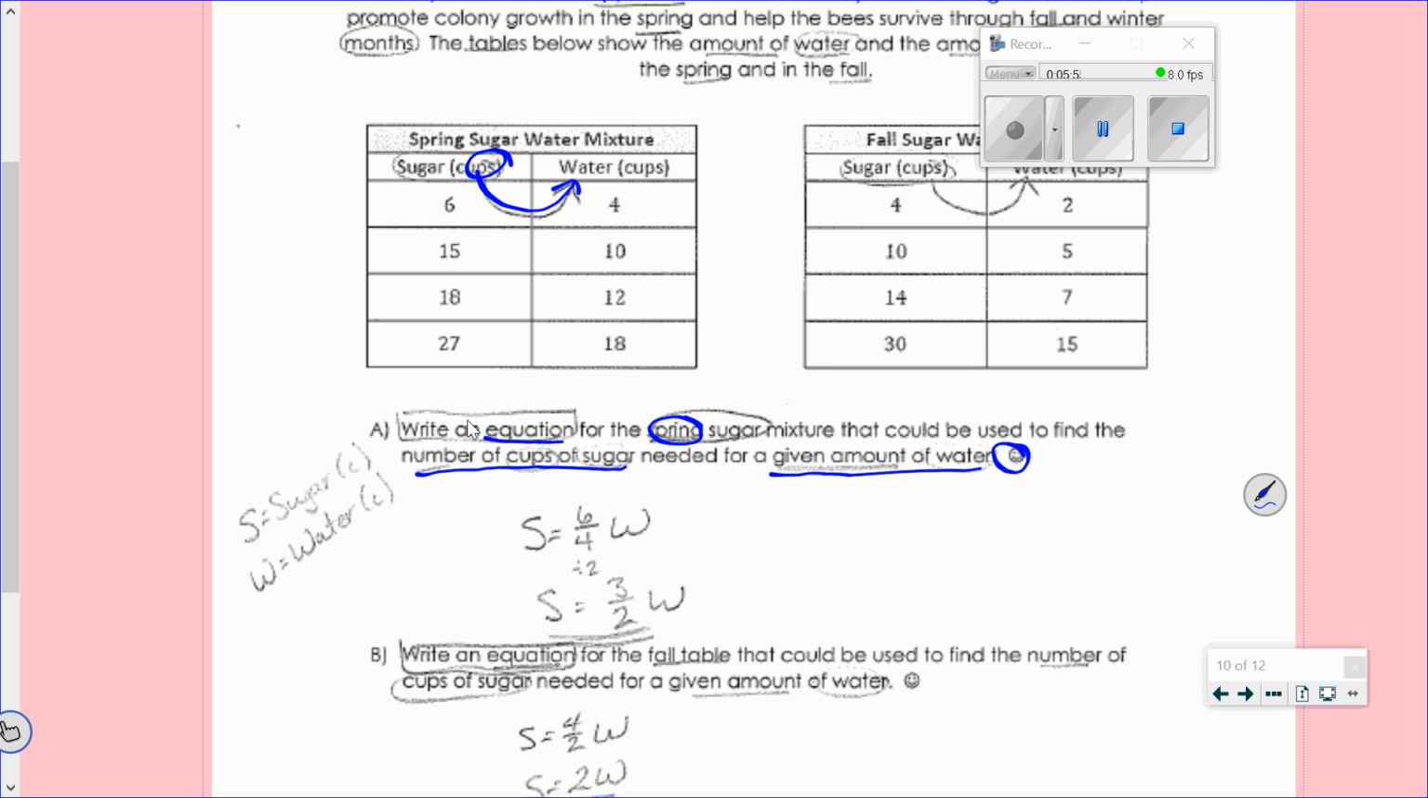So again, S equals 6, that first number, over 4, times my other variable, W. Again, I have identified my variables. You guys understanding how important it is to identify your variables? I hope so for the test's sake.